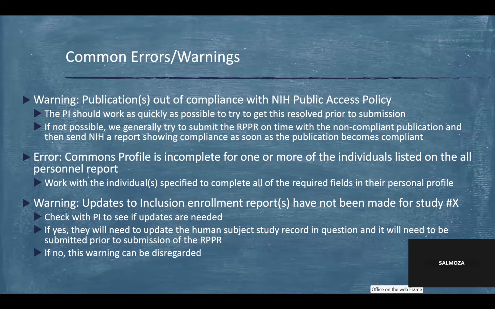Another one is that this is an error, so you won't be able to submit with this. Commons profile is incomplete for one or more of the individuals listed on the all personnel report. This usually comes up when we have a postdoc or a student on an award, and we've created a Commons ID for them because we're required to, and they haven't even logged in and completed their profile. So we have to follow up with that person to get them to log in and complete their profile, and that will clear that error. That usually can be resolved quickly as long as the person is responsive.